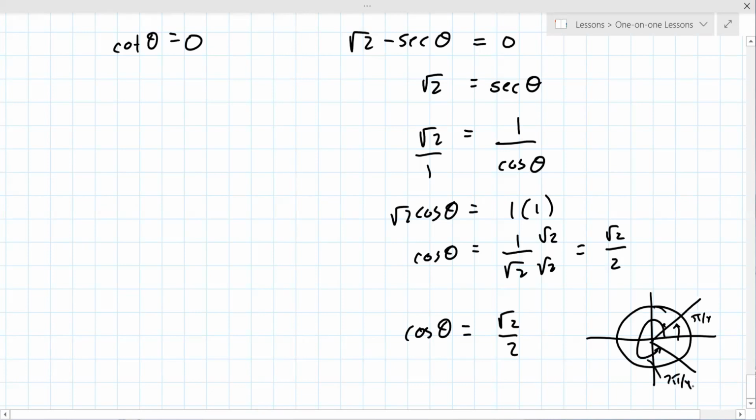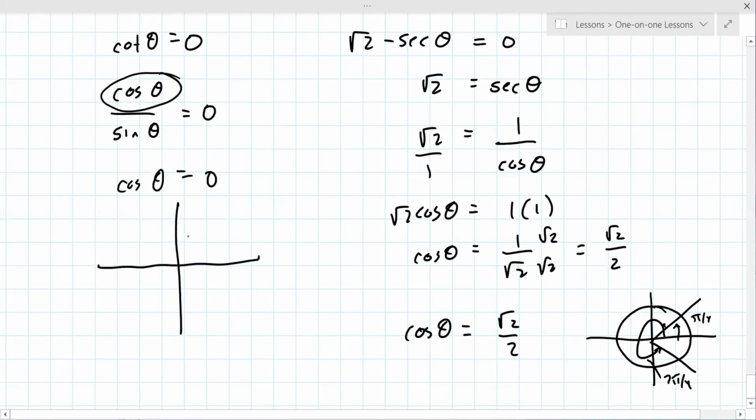Okay. And then cotangent theta, a little bit more difficult. It's cosine theta over sine theta. So the only place this is 0 is when cosine theta is equal to 0. That's how rational functions work. So on your unit circle, again, it's where's the x value equal to 0? Well, that's up here, pi over 2, and down here, which is 3 pi over 2.